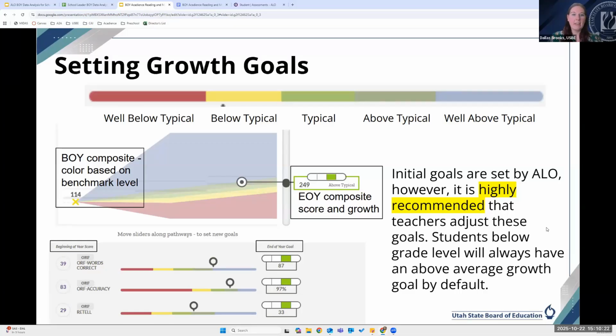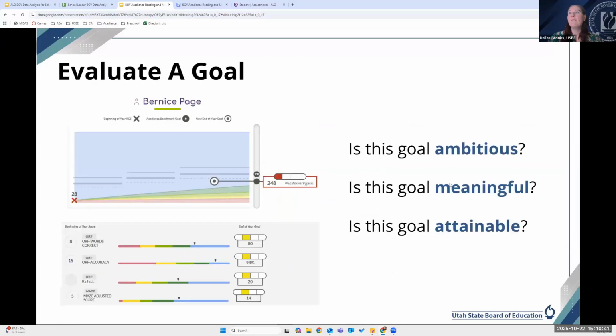We've already said that ALO will automatically set those goals. I highly, highly recommend that you always go in and check those goals, check to see what ALO set, and then adjust them according to your students. You know your students best, so adjust those goals according to what is going to be the most meaningful for students. So here is an example of a goal that has been set.